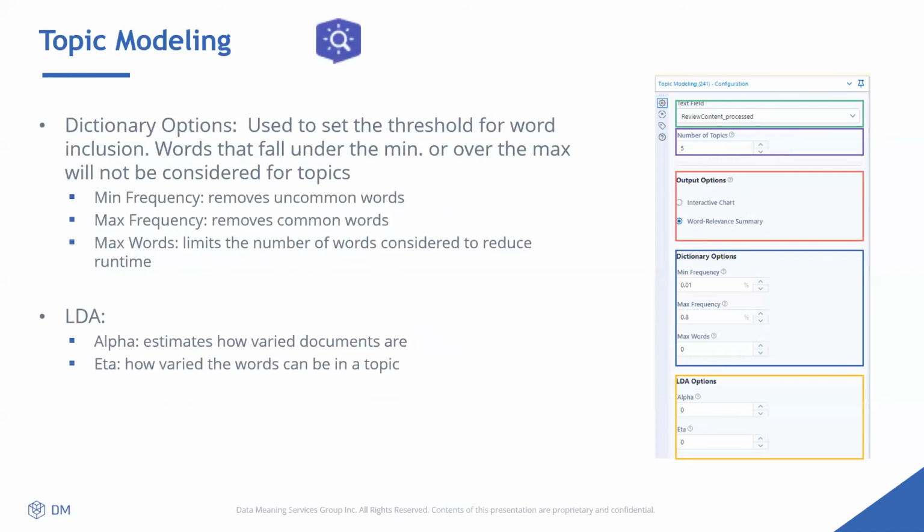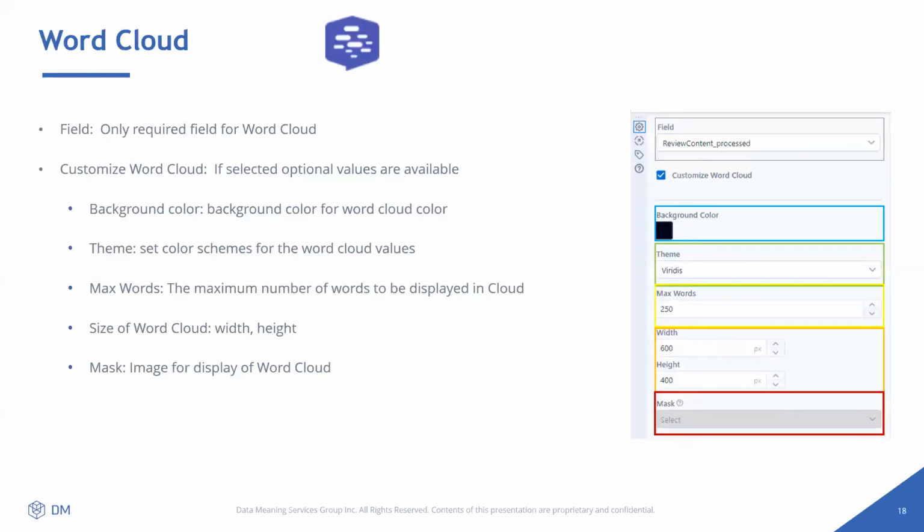They give you different dictionary options. In topic modeling, you can get into details as to how you want your data to be organized and categorized, and so the topic modeling will give you those options. The last part in this section is the word clouds.